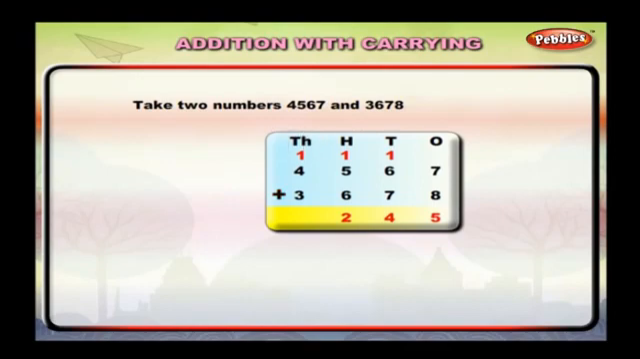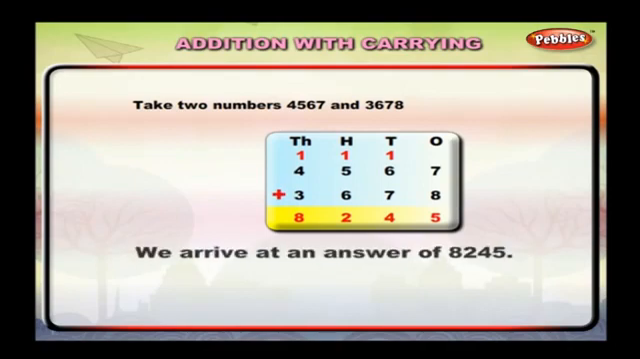Now add thousands. 4 thousands plus 3 thousands plus 1,000 which was carried over. We get 8. Now write 8 below the thousands column. We arrive at an answer of 8,245.